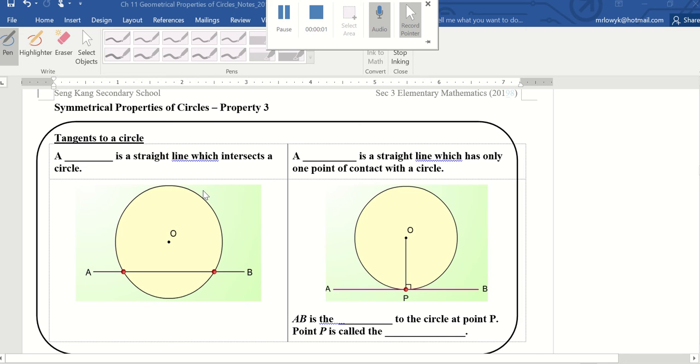What is property number 3? So we learn two properties now. Turn to the next page. The third property says this. What is a line that intersects the circle?